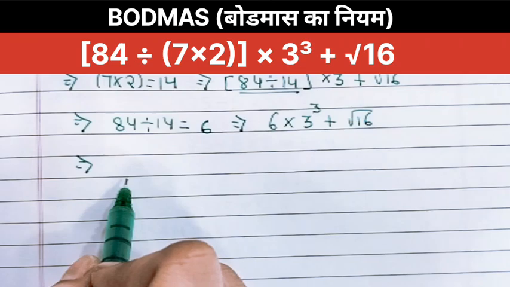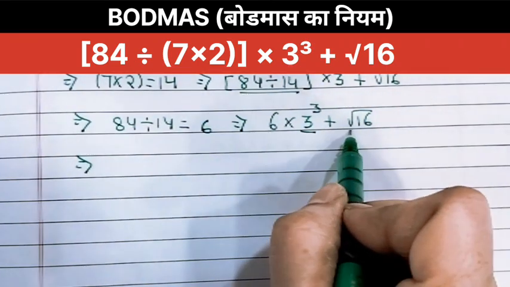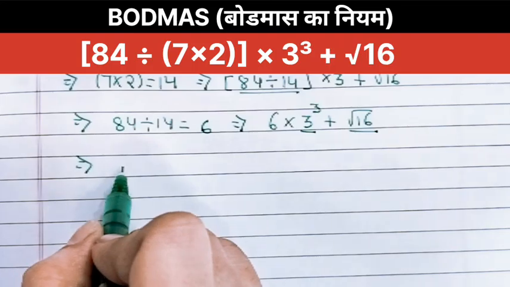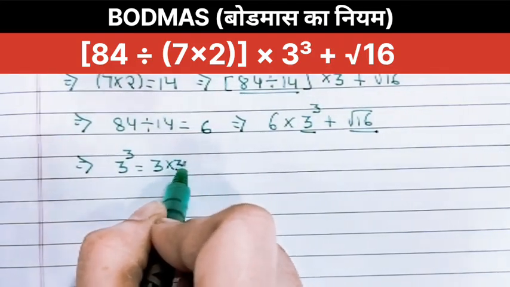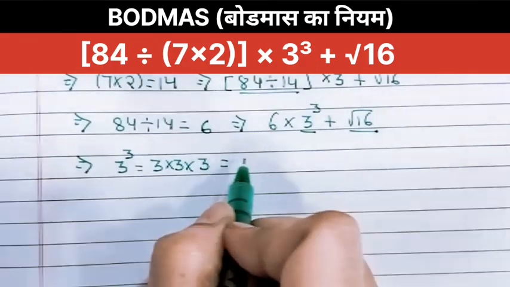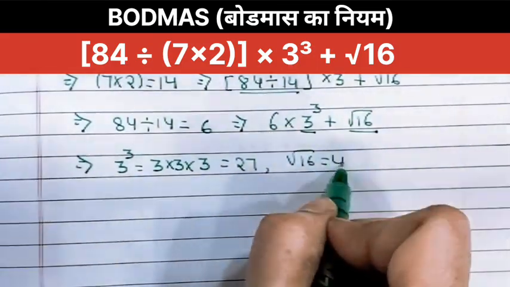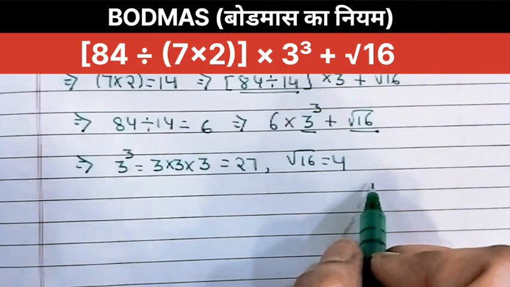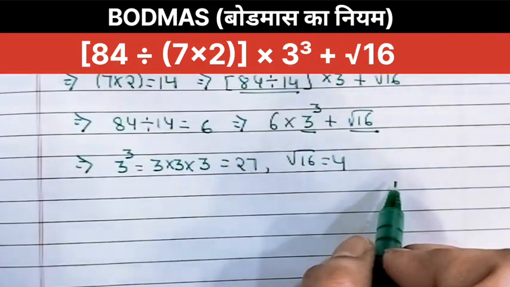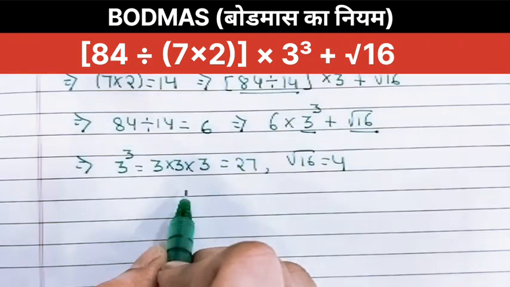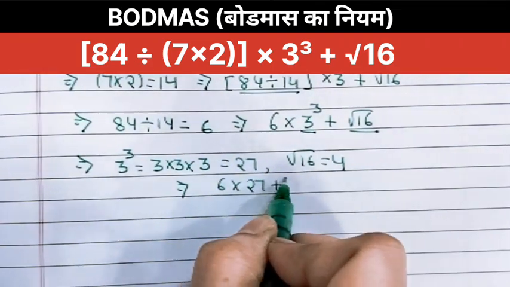Now the next step says solve the orders, exponents and roots. Evaluate 3 cube and root 16. So 3 cube is basically 3 multiplied by 3 multiplied by 3, which gives you 27, and root 16 gives you 4. According to this step, orders, powers and roots must be simplified immediately after the brackets are cleared and before basic arithmetic. And now the current expression becomes 6 multiplied by 27 plus 4.